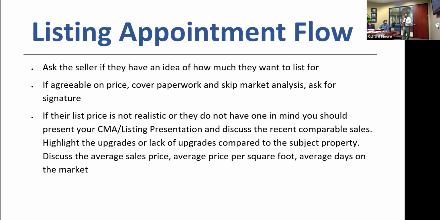So there's not an exact way. You're gonna figure out your own way of how to do this, but I'm trying to get you guys to think, right? If the list price is not realistic, show them the CMA listing presentation, discuss the comparable sales, and talk about the upgrades that the other properties have versus the ones they have, or the lack thereof.